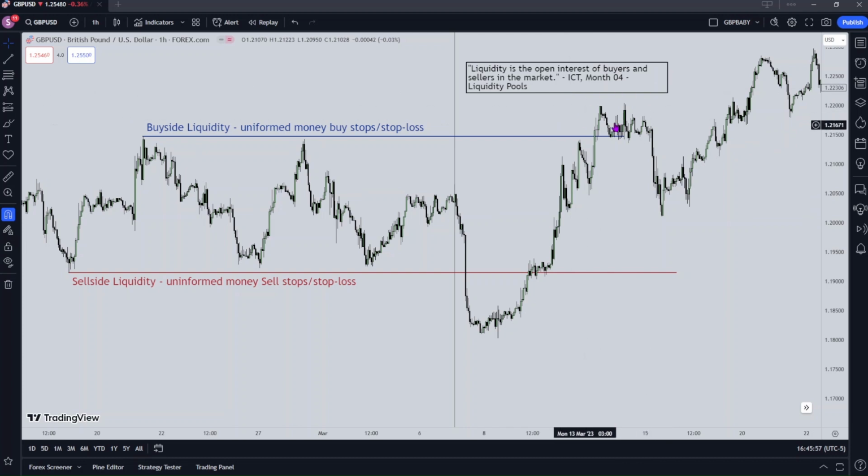So who's going to be selling to these buyers? Because remember, there's going to be buyers above the buy side liquidity and there's going to be sellers below the sell side. So who's buying? Again, smart money. So I'm going to be selling to those buy stops because people are willing to buy at this price. And where would I want to offset my position? Again, below some kind of liquidity.